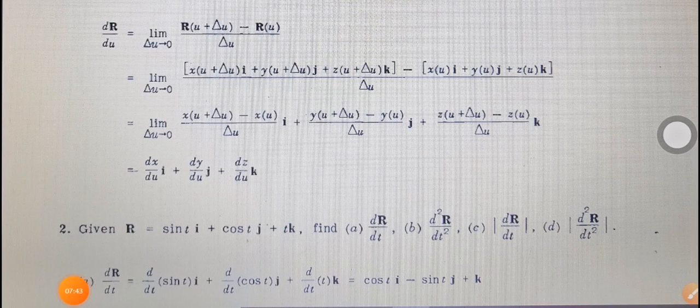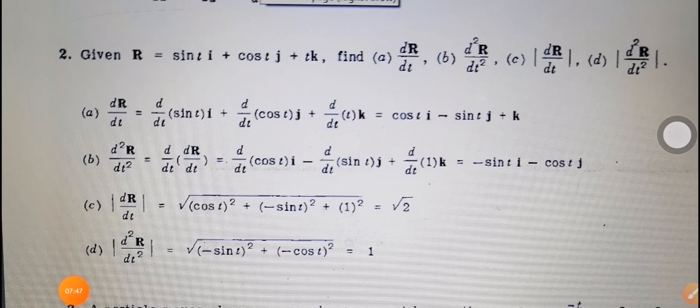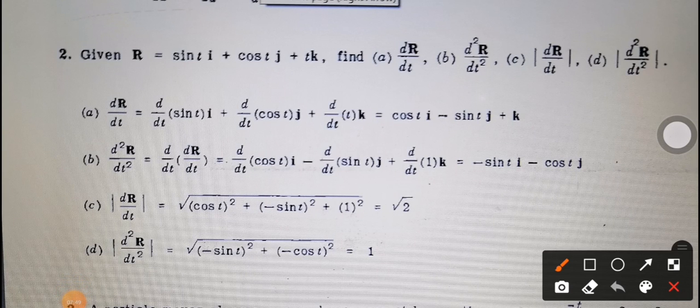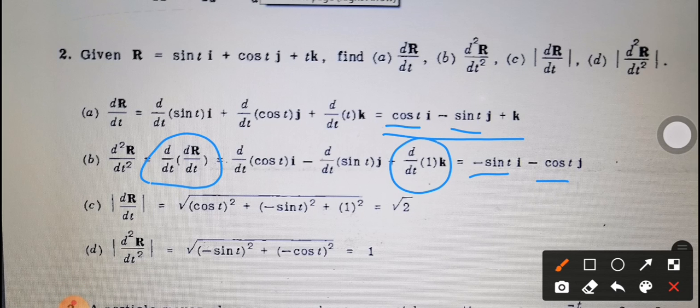Next we have to find the double derivative d square r by dt square. So here is the double derivative. Double derivative means I'm going to take the derivative of the first derivative. So here is my first derivative. Now the derivative of cos t will be equal to minus sin t, and the derivative of sin t will be equal to cos t, and the derivative of 1 will be equal to 0. So minus sin t i cap minus cos t j cap is the double derivative.